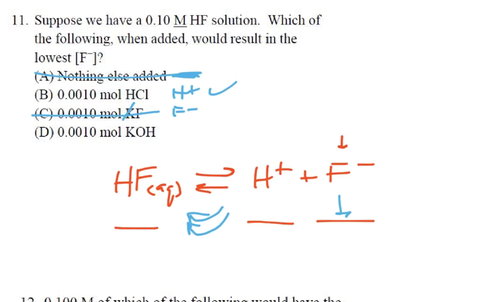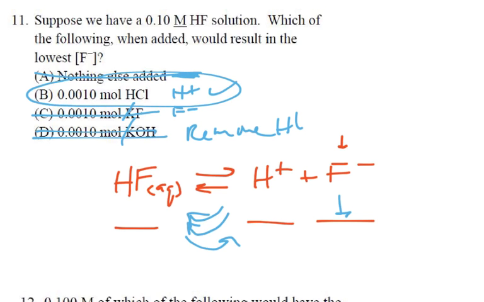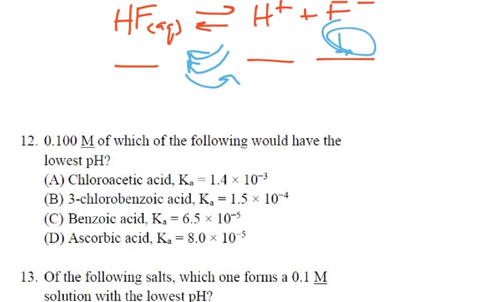And how about KOH? The only thing that's going to happen there is that the OH- would react with the H+, and so that would remove H+. And if I remove H+, that's going to shift it to the right to make up that H+, and that's going to increase my F-, so that's not going to be a good answer. So my best answer here is letter B. Adding the HCl would shift to the left and lower my F- concentration. So it's a Le Chatelier's problem.